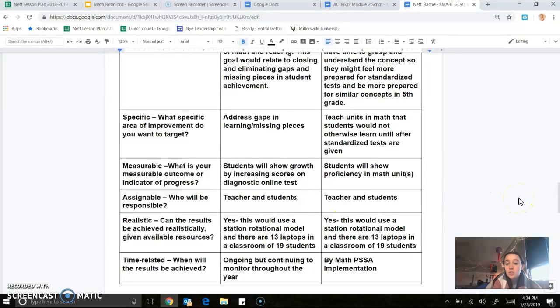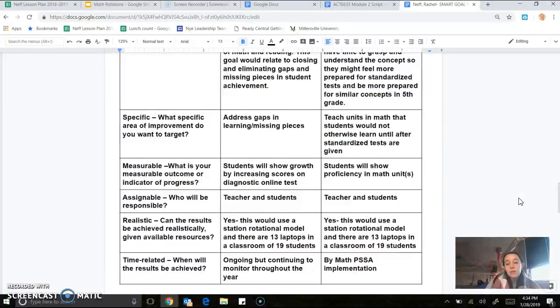I would use a station rotational model because there are 13 laptops in the classroom, and I have 19 students. Now today, of those 13 laptops, they were not plugged in over the weekend, which is one of my student jobs. So I only had about 4 working laptops today. So again, that would go back to who is responsible. The students are helping in making this goal happen.